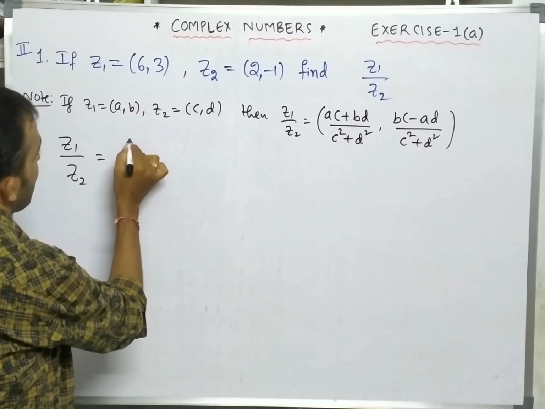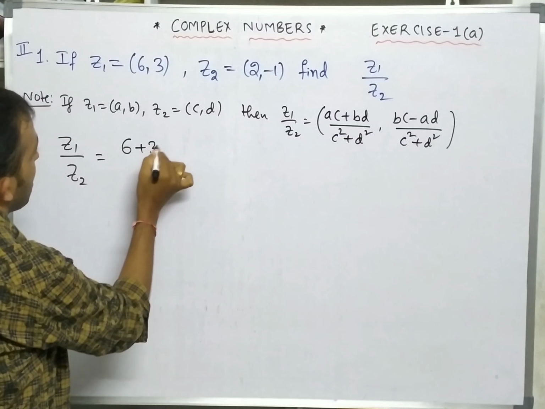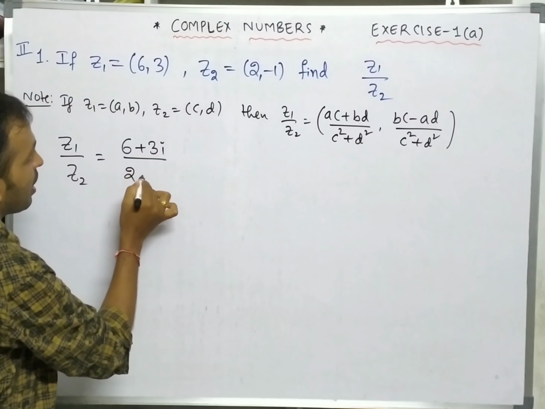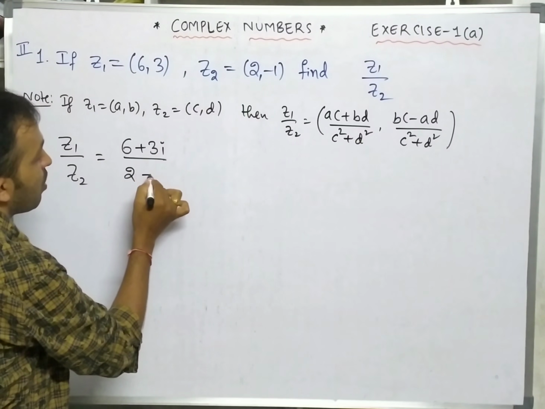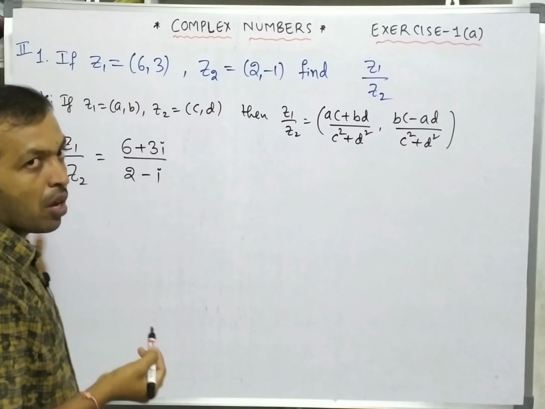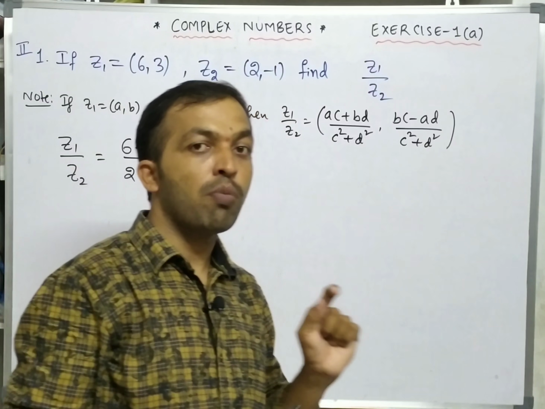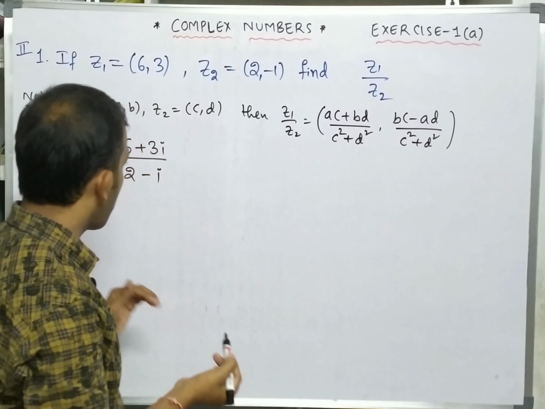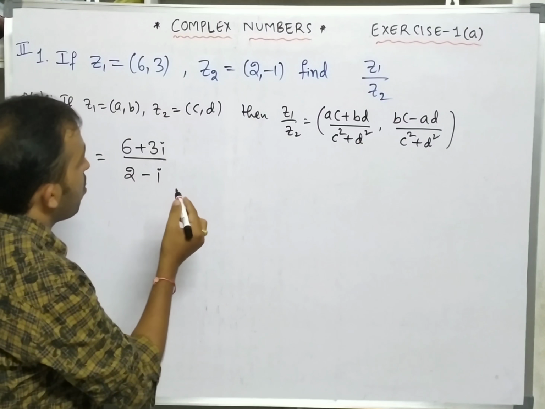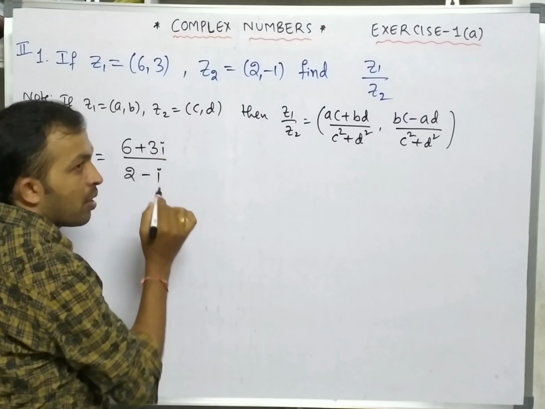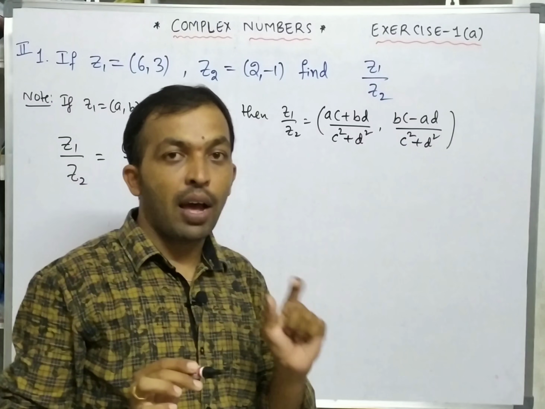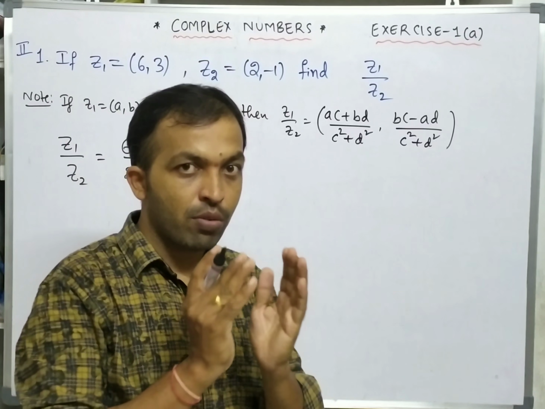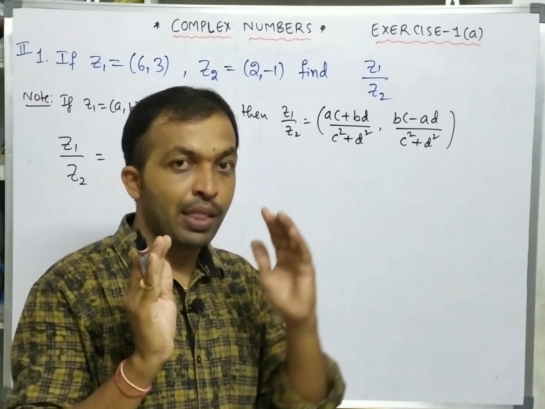So learn the concept. First z1 by z2. The first complex number can be written as 6 plus 3i, 6 comma 3, right? Second complex number 2 comma minus 1 can be written as 2 minus I. 6 comma 3 can be written as 6 plus 3i. Okay, so here one important thing is, this is not of the form a plus ib. This is of the form a plus ib by c plus id. So that is not in pure form of a plus ib.